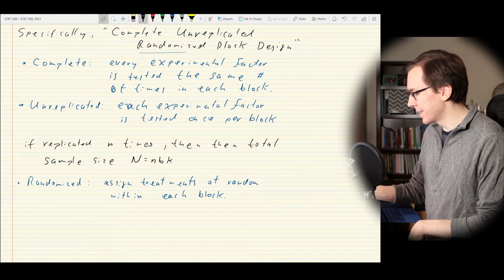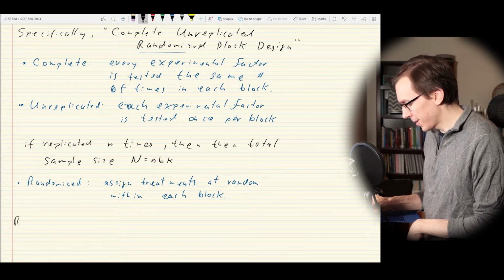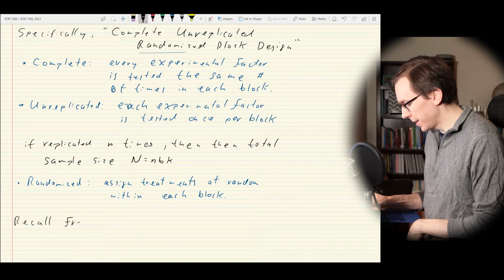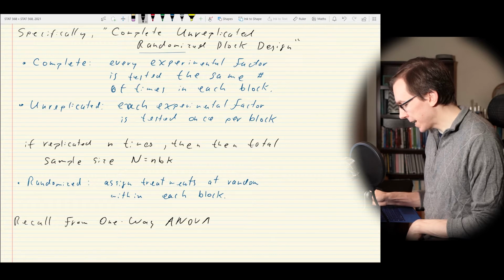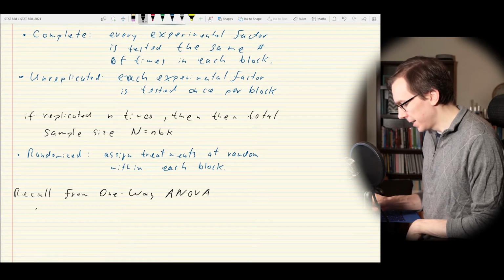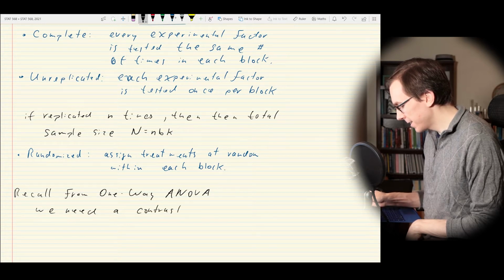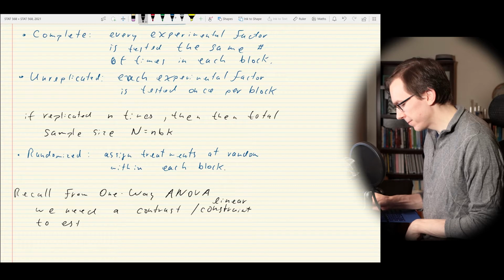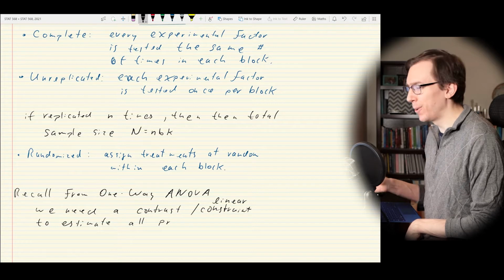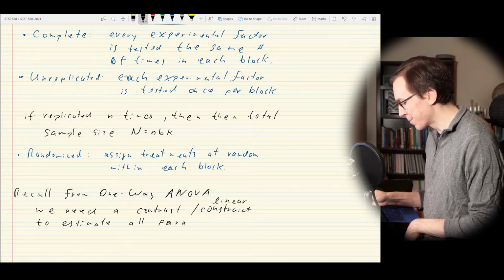All right, and yes, so we end up with the same idea as before with respect to the concept of constraints or contrasts, because now if I recall from one-way ANOVA, to actually estimate all of the terms, we need a contrast or constraint, a linear constraint, to be precise mathematically, to estimate all parameters, or all parameters except for the one that gets lost due to the linear constraint, to be, again, precise.